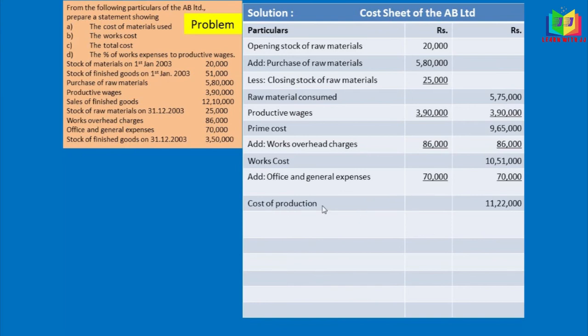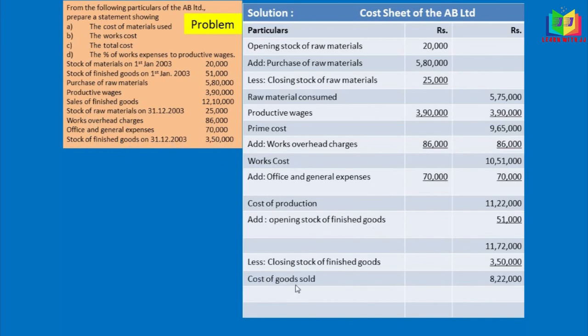And with this cost of production, we have to add the opening stock of finished goods. Here we have the opening stock of finished goods 51,000, and we have to subtract the closing stock of finished goods. Yes, this one 3,50,000. In some problems, the number of units will be given normally, and we have to find out that value. Here the value of closing stock was given, so we can directly write and subtract it. And we'll now arrive at cost of goods sold.